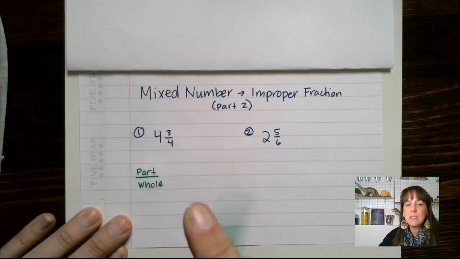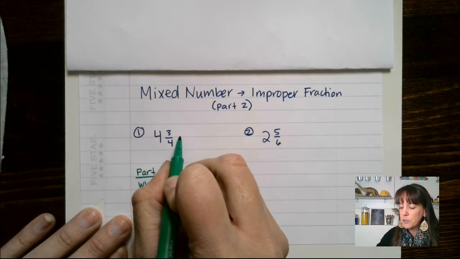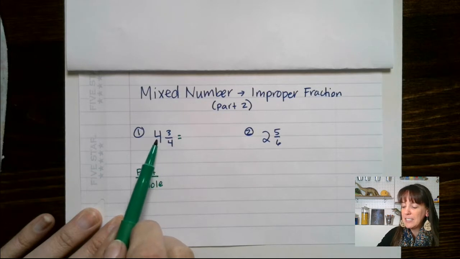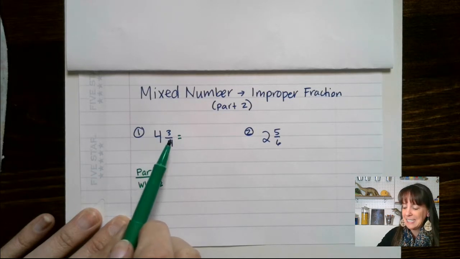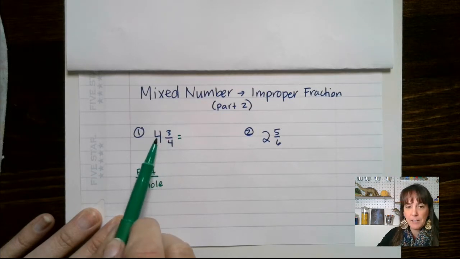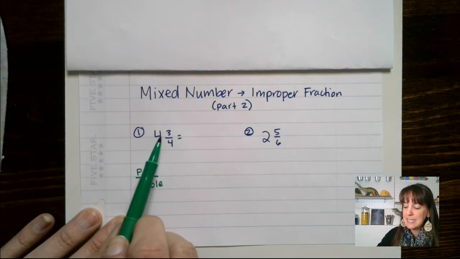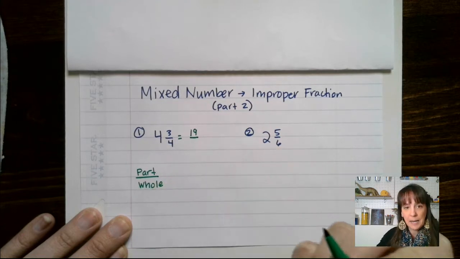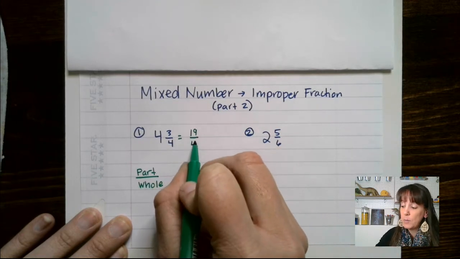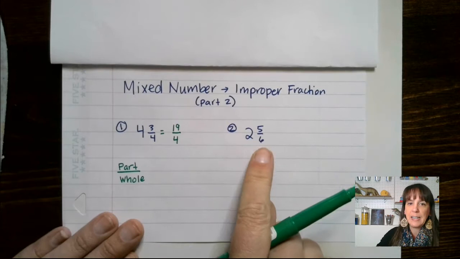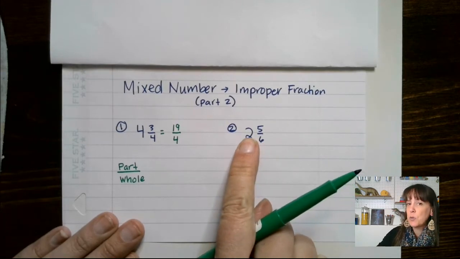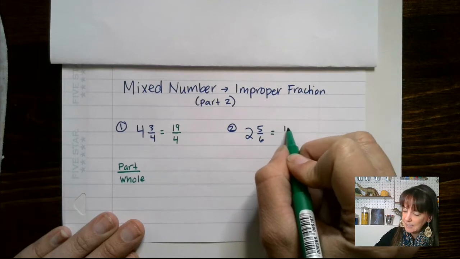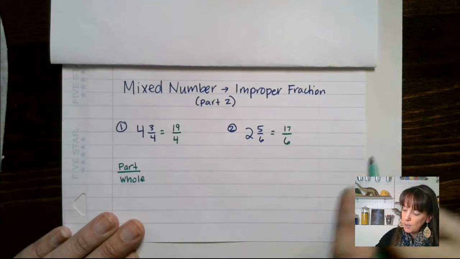So turning this mixed number into an improper fraction, here's what you do. Again, you should be writing this in your notebook: 4 times 4, which gives us 16. So we multiply those two, then we add 3. So 16, 17, 18, 19, we get 19. Our denominator, which is the bottom one, always stays the same. All right, let's try that again. 6 times 2 is 12. Plus 5 is going to give me 17. So I got 17 over 6.